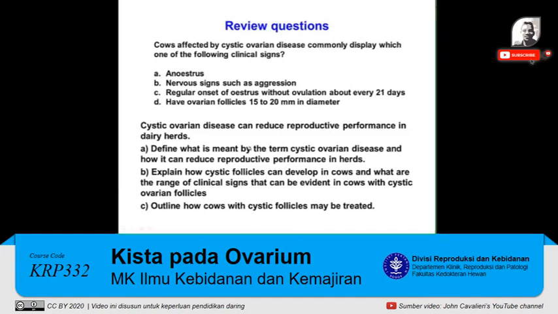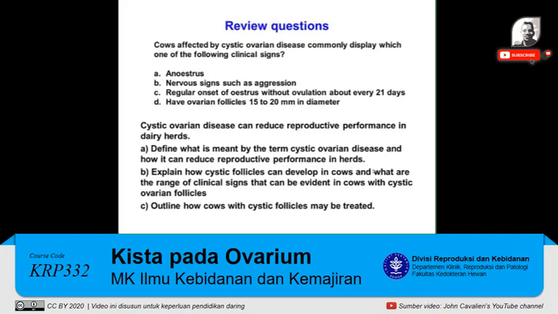Cystic ovarian disease can reduce reproductive performance in dairy herds. Define what is meant by the term cystic ovarian disease and how it can reduce reproductive performance in herds. Well, cystic ovarian disease is characterized by a follicle greater than 2.5 centimeters on one or more ovaries of a cow, usually in the absence of a corpus luteum. How can it reduce reproductive performance in herds? It reduces reproductive performance by delaying ovulation in cows, and this delays conception from occurring.